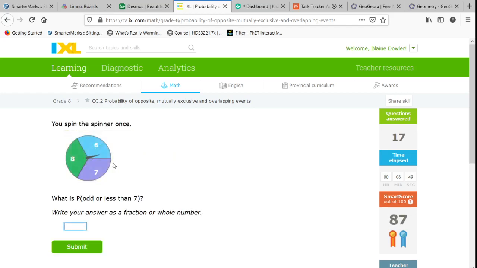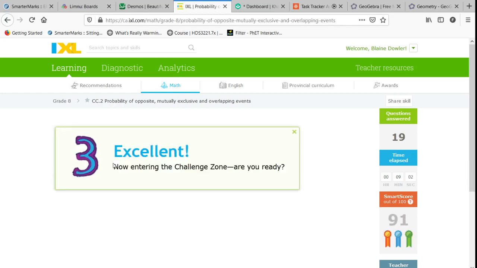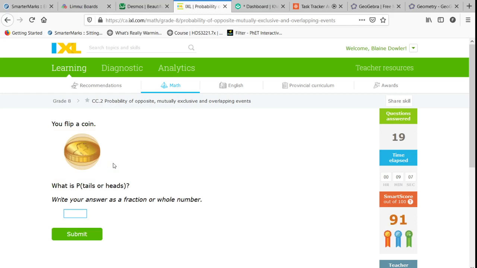And the probability that it's odd or less than 7, it's either 7 or 6. That's a 2 out of 3 chance. Probability that it is not greater than 5 means it's less than or equal to 5. There's only one of the 3 numbers that satisfies that. And now we are in our challenge zone.